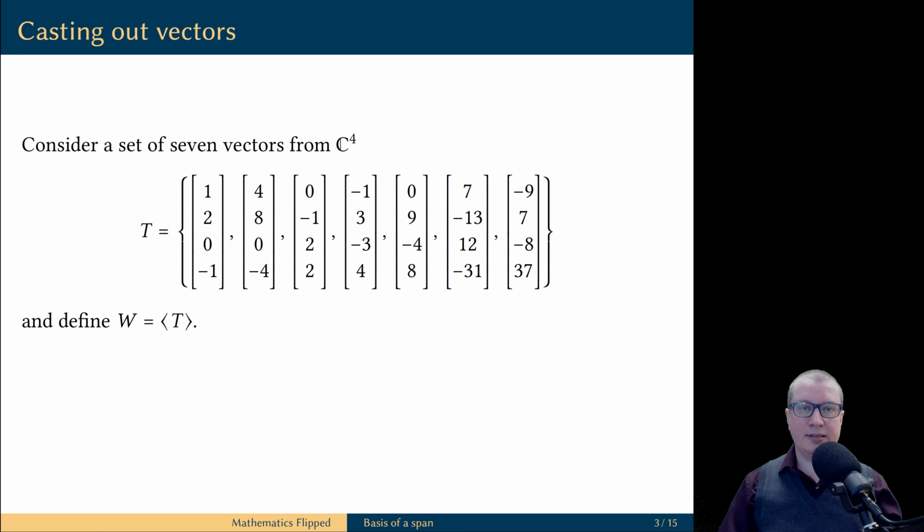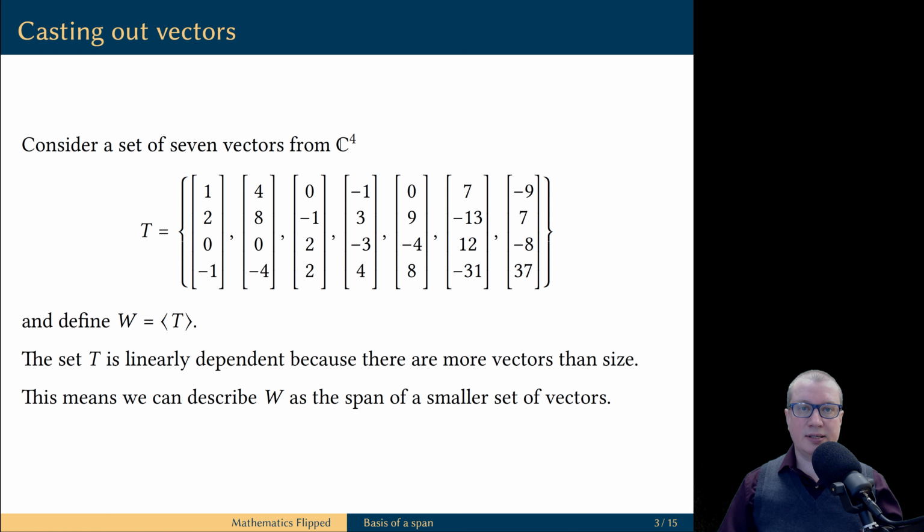Let's learn a systematic way for discarding vectors that are not necessary to describe spans. And I will illustrate this procedure using a specific example. We are given a set of 7 vectors from C4, and we construct W, the span of this set of vectors. So W is an infinite set which contains all possible combinations of the given 7 vectors. The set T contains 7 vectors of size 4, so there are more vectors than this size, and we know this means the set T is linearly dependent.